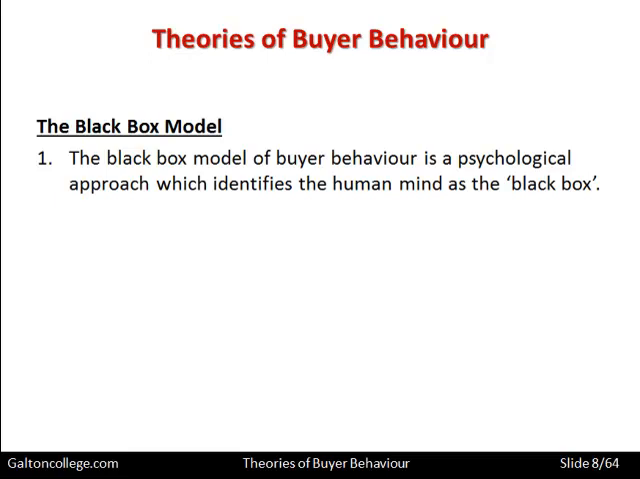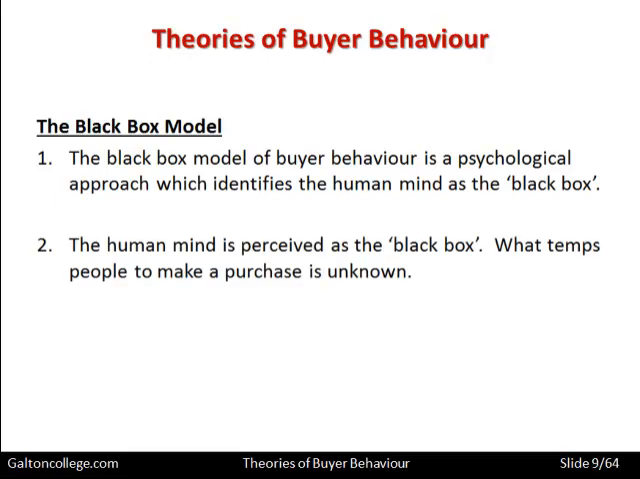They see us as customers, but they're not sure how we think about the product. They're not sure about what influences are dominant in our minds and what we're thinking about. So we are a black box as far as the company is concerned. So the human mind is perceived as a black box, and the problem is what tempts people to make a purchase is unknown. So the company has to try to determine what it is that leads us to make a purchase. But really, the company has got very little idea about us or how we think. We are black boxes.